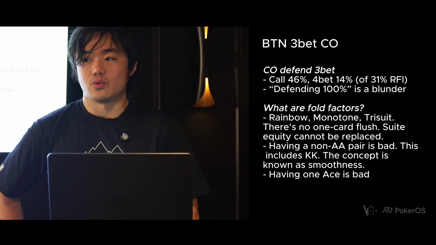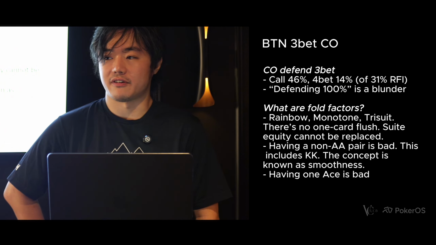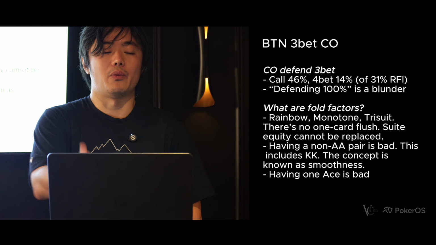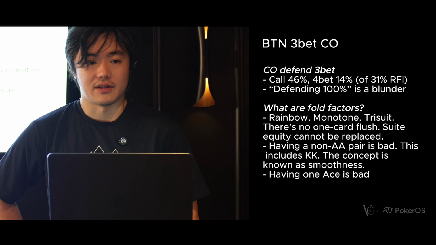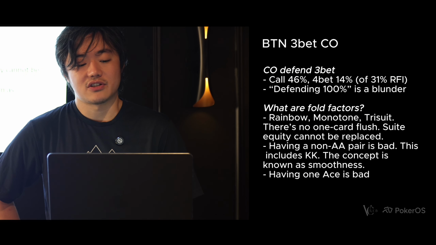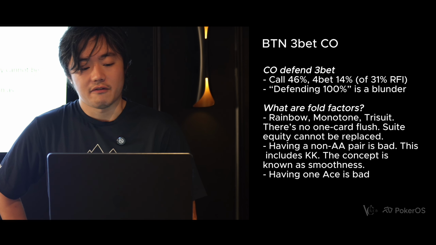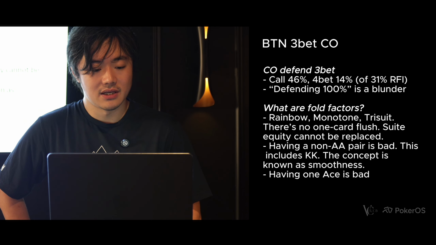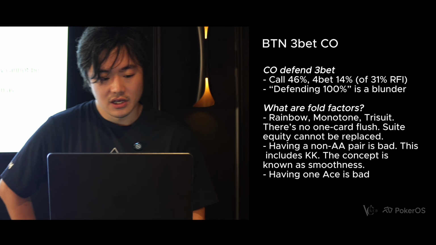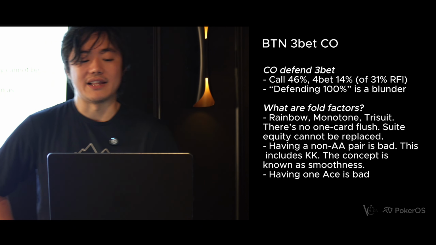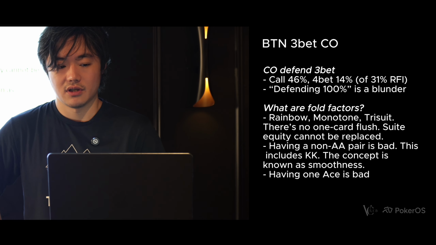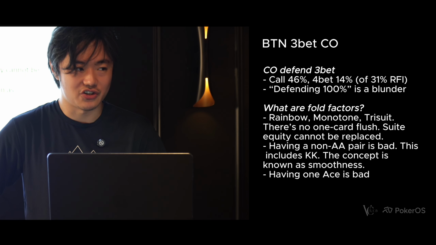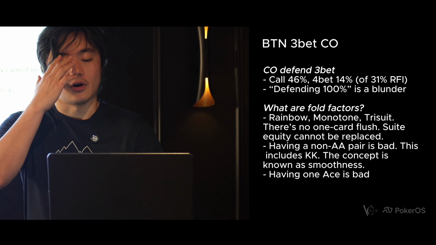So how to decide what to fold? We don't have to remember everything. It's actually easier than the 3-bet one, where we have to remember those categories, those are all the hands that 3-bet. For folding, we can just look into factors. What are the factors that we do not like when defending a 3-bet? Here are 3 types of factors. The first type of factors are bad suits. Rainbow, the worst. Monotone, also like the worst. They almost never hit a flush with monotone. Tri-suit, also bad.